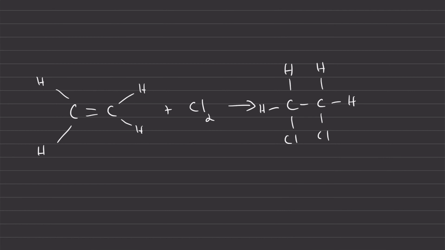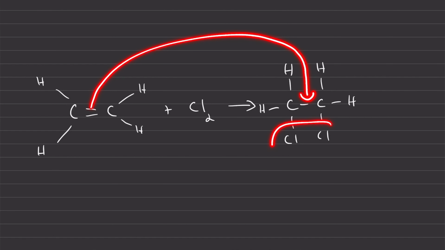The next type of addition reaction we're going to be talking about is halogenation. Very similar to hydrogenation, halogenation is the addition of a halogen, those group 17 elements, across a multiple bond. As you can see here, chlorine is being added to this ethene molecule and it's breaking apart that double bond and adding in those two individual chlorine atoms.